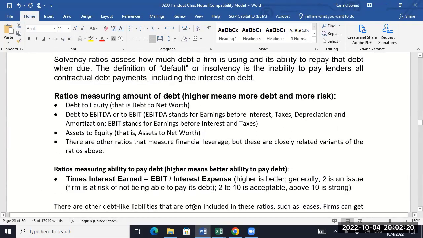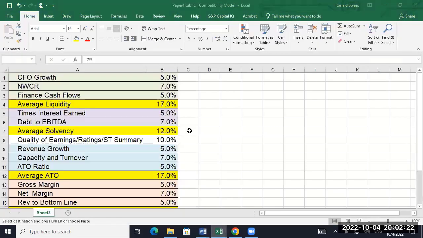All right, so that's all we're looking for on solvency. It's pretty straightforward. Times interest earned and debt to EBITDA. Higher is worse on debt to EBITDA. Higher is better on times interest earned. You're trying to see where are they versus the industry, where are they over time, is it going up or going down? Now, some of your firms don't have interest.